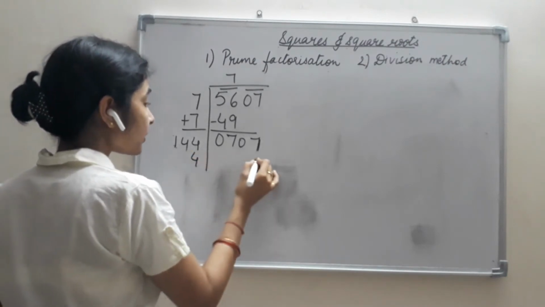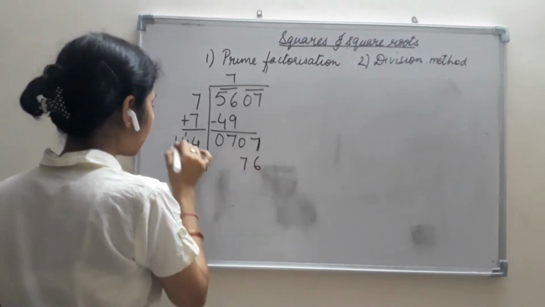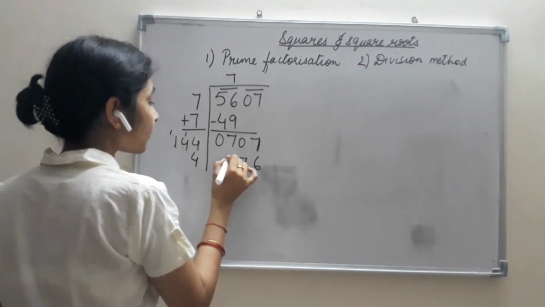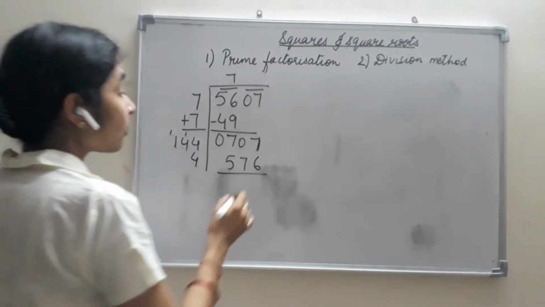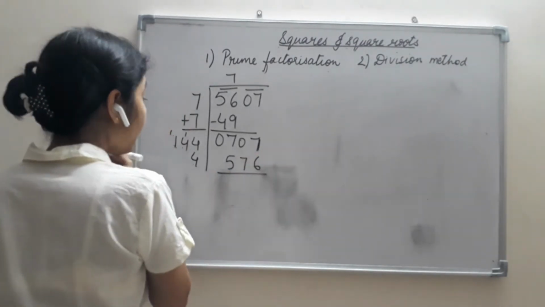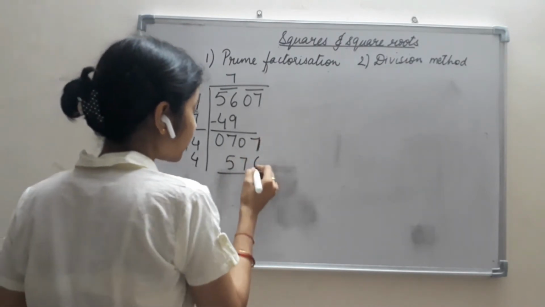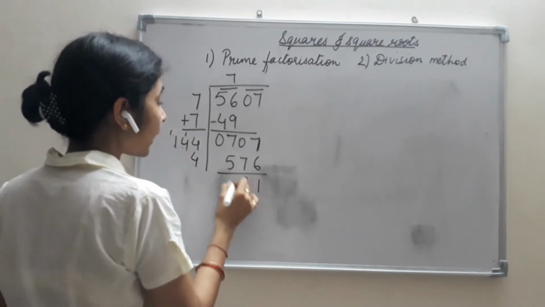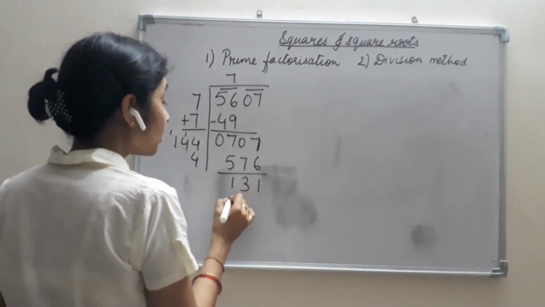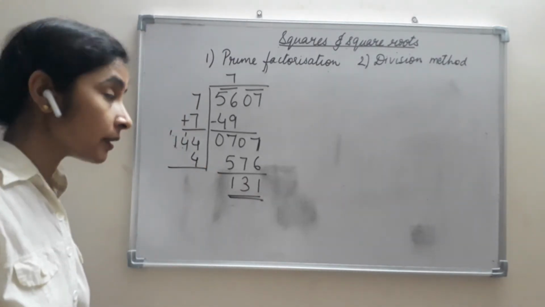So 4 fours are 16. 4 fours are again 16, plus 1, 17. 4 ones are 4 plus 1, I get 576. Okay, now I will subtract this number 576 from 707. What do I get? 7 minus 6, 1. 10 minus 7, 3, and 6 minus 5, I get 1. So 131 is the remainder here.